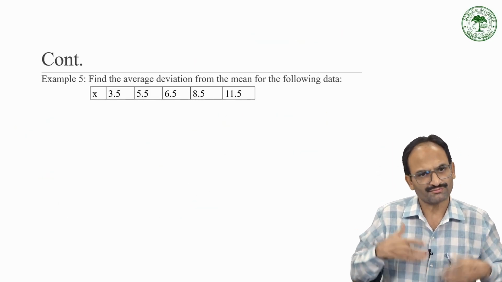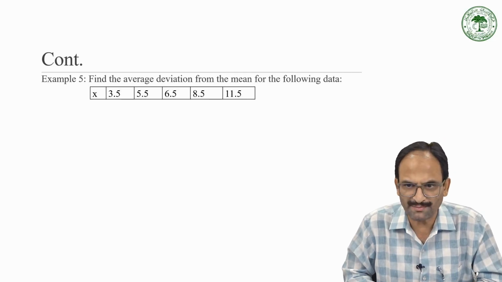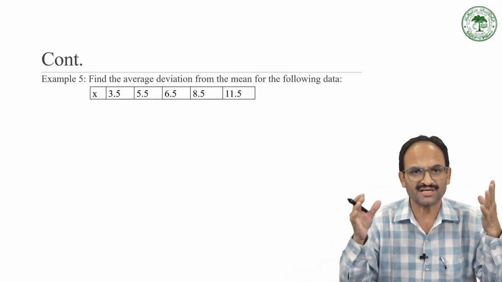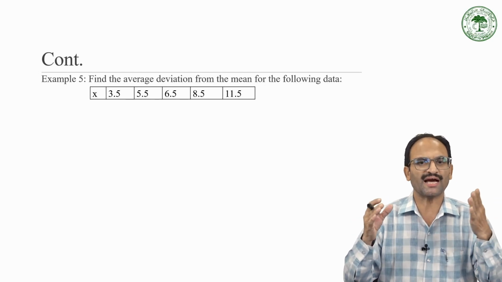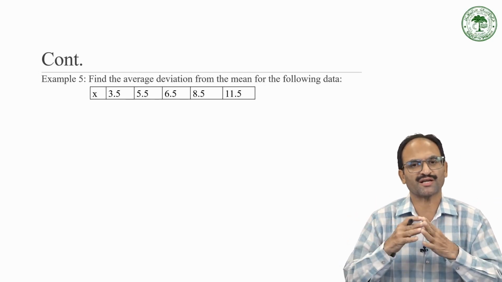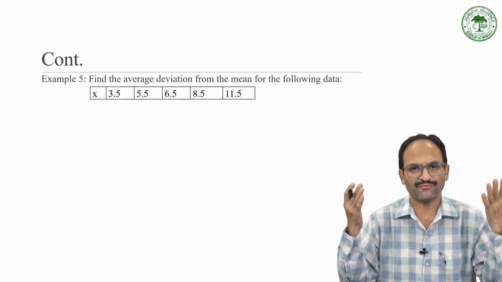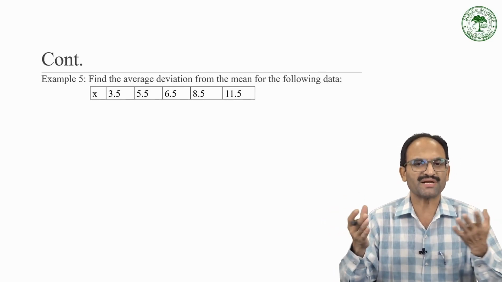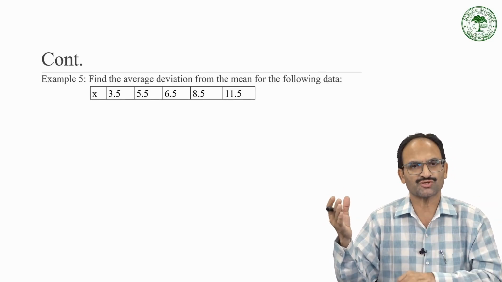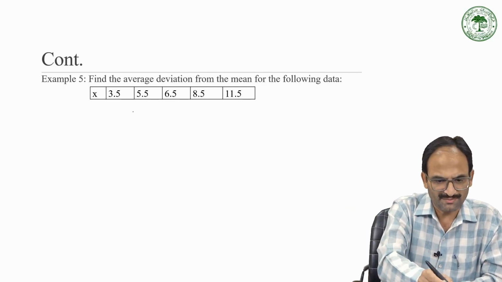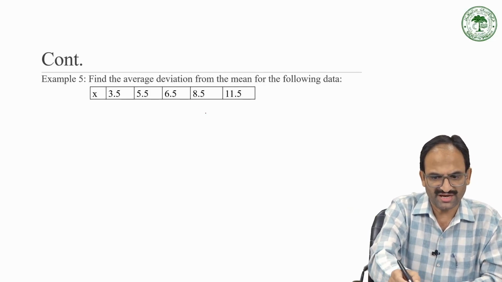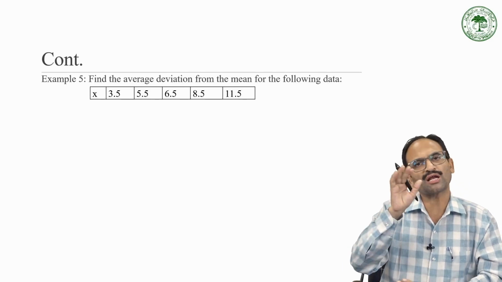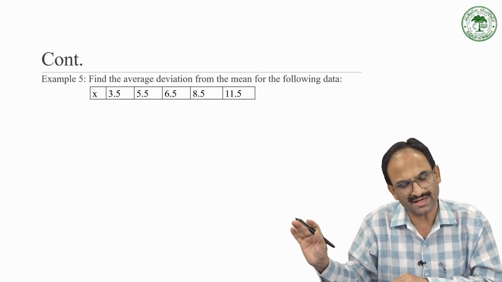So let's come to another example. Again, it's a very interesting one. It is the first example which is in decimals. Deliberately I have kept it for you so that you may feel at ease in this type of situation where numbers have been given in decimals. So 5 numbers are there: 3.5, 5.5, 6.5, 8.5 and 11.5. You have to calculate the average deviation or the mean deviation.